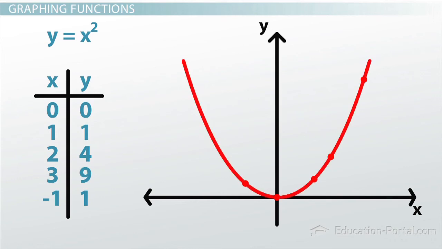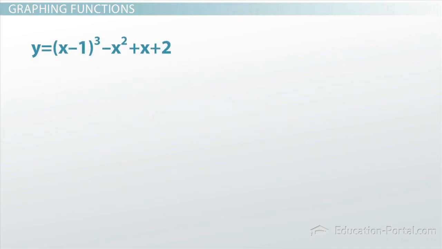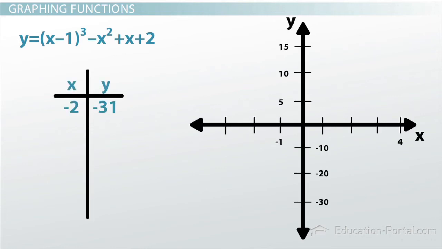We can do this for a more complex function, like y equals (x minus 1) cubed minus x squared plus x plus 2. Alright, well, let's create a table of values. X is minus 2, y is minus 31. So that's all the way down here. When x is minus 1, y is minus 8. That's here. At x equals 0, y is 1. So we're not going through the origin. 0, 0 does not satisfy this.